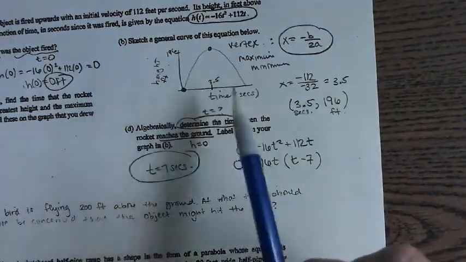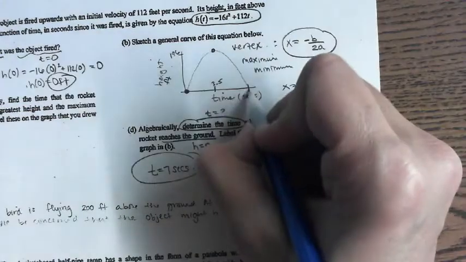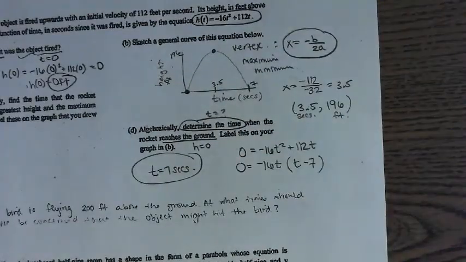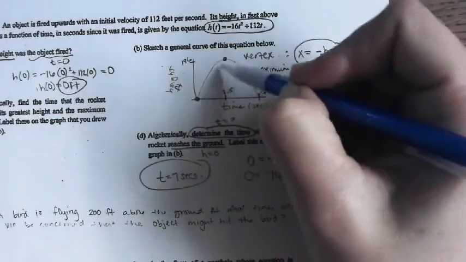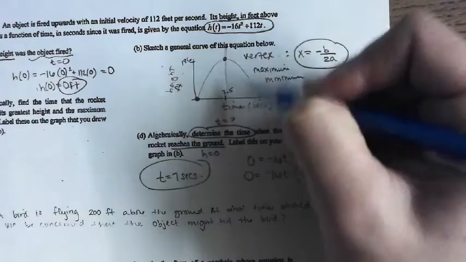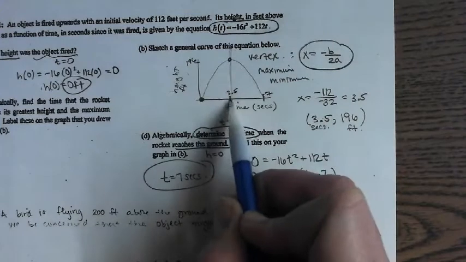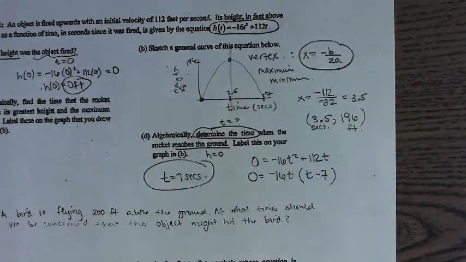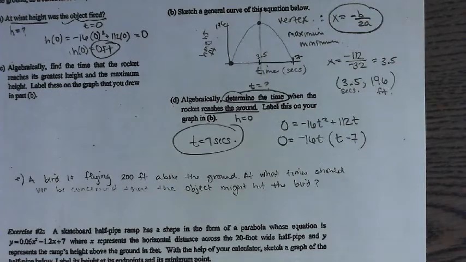So how else should we have known that this was going to be at 7 seconds when it hits the ground again? Why does that make sense? Georgia? Right, because parabolas are symmetrical around their vertex. So if it was hitting 0 3.5 seconds to the left of that, then it was also going to hit 0 3.5 seconds further to the right. Yes? Okay. And then in E, I added this, a bird is flying at 200 feet above the ground. At what time should we be concerned that the object might hit the bird?